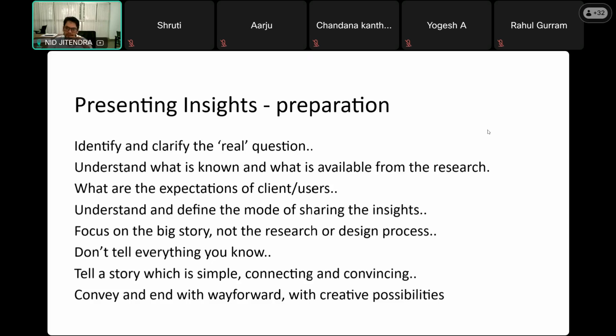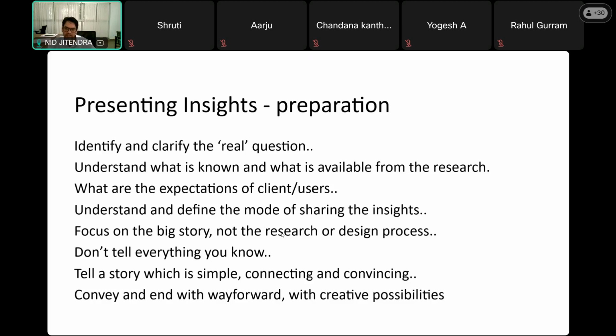Understand what is known and what is available from the research. Present it in a way that says this is known, which is available in the market, and this is something which you have gained from the given situation. Consider consumers' expectations and how insights relate with them. Understand and define the mode of sharing of the insights. You should not be sharing just by going there and chit chatting. Create an environment, create a mood, and then present.